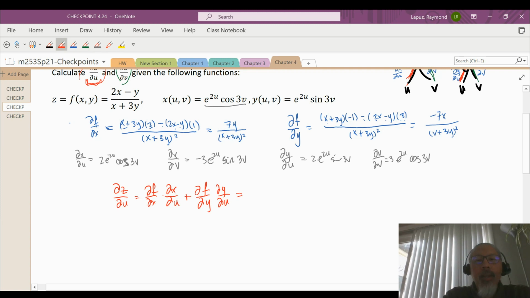Okay, let's get those pieces together. We have the partial of f with respect to x. That's 7y divided by (x + 3y) quantity squared times the derivative of x with respect to u. And that would be times 2e^(2u) cos 3v. And then now we'll add on the partial of f with respect to y.